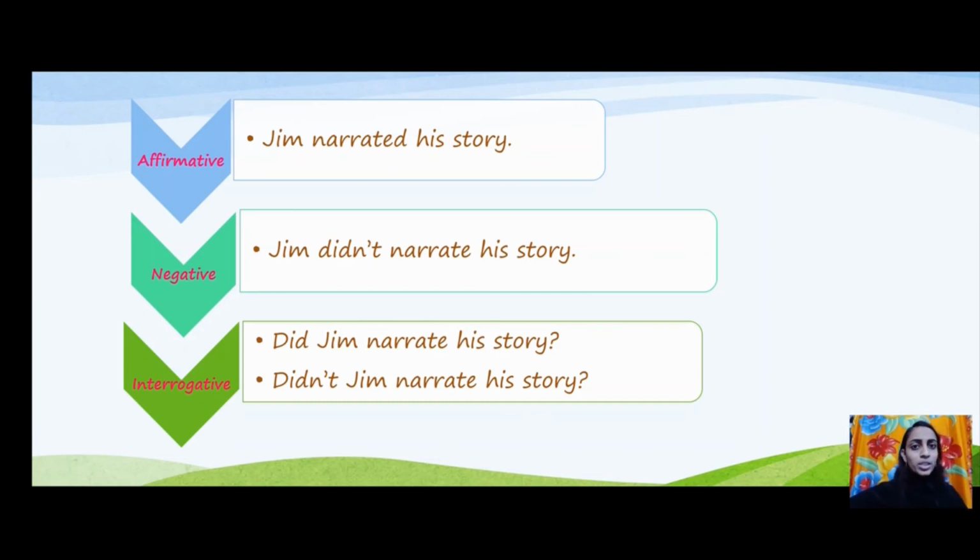Now, let us see the interrogative sentence. For interrogative sentence, we all know that the auxiliary verb comes in the beginning. Did, and then comes the subject, Jim, and then comes the verb, narrate, and then comes the object, his story, question mark. Did Jim narrate his story? Now, the negative interrogative sentence will be, didn't Jim narrate his story?